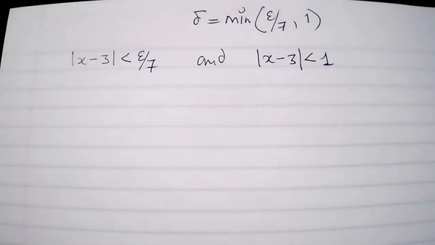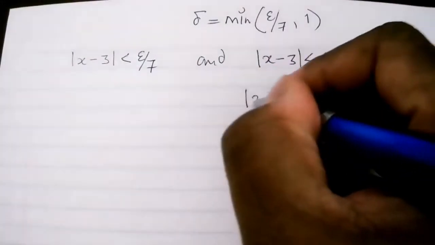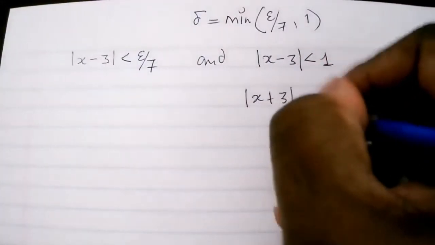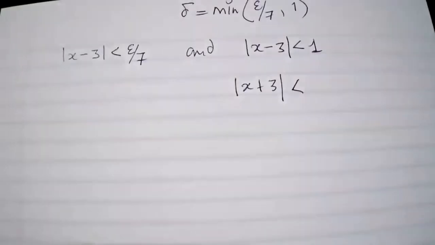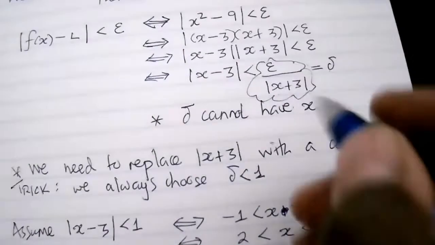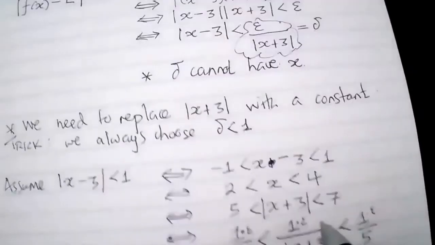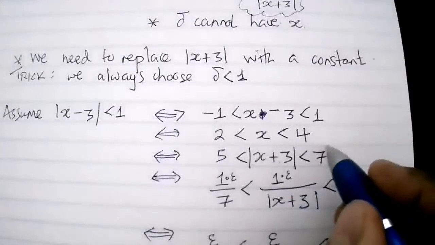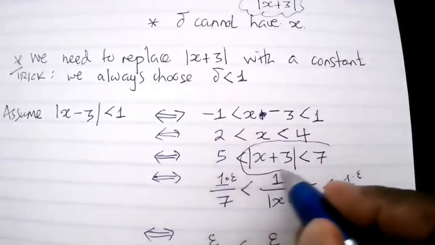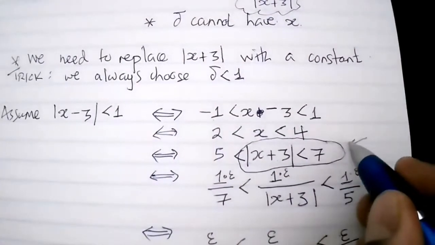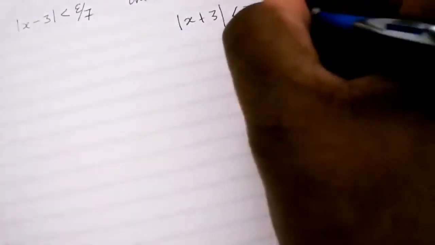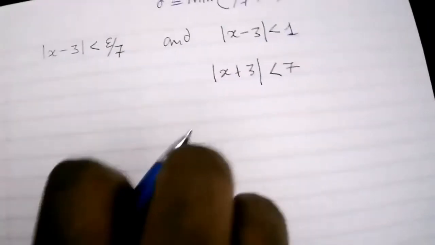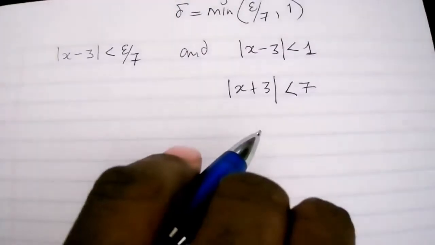But then we also have the absolute x plus 3. It is less than what? Let's go back to where we did this and look at what x plus 3 is less than. Here it is: x plus 3 is less than 7. So there we are, it is less than 7. Now we've got the three conditions to work with.